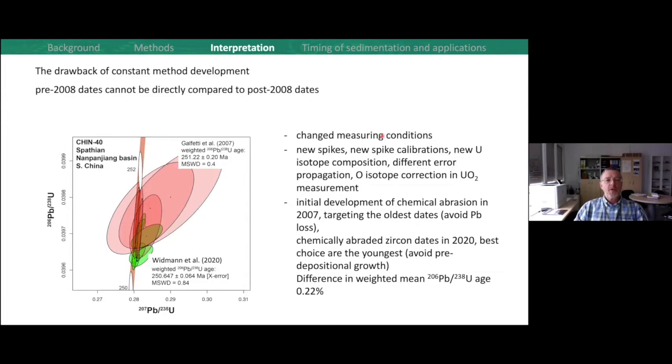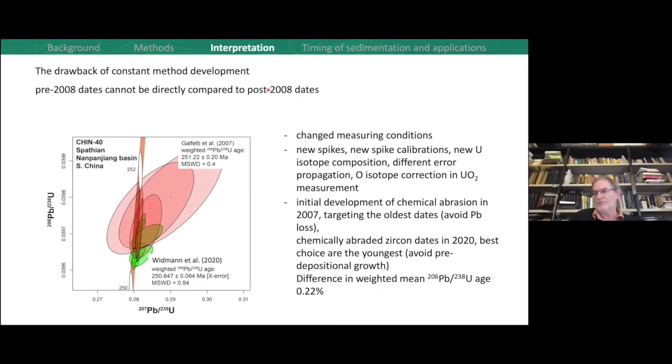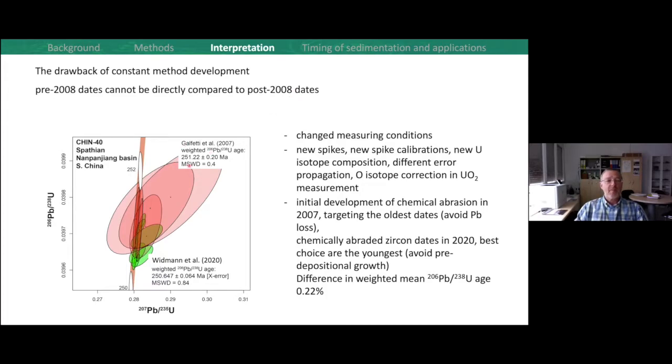So we have constantly modified our techniques, and this has one big drawback. I think this is the difference for you non-geochronologists to understand. The dates which were produced pre-2008 cannot really be directly compared anymore to dates which were produced afterwards. A good example is one of these ash beds in China. In 2007, the analysis gave this age, 251.2. In 2020, the same ash bed, of course other zircons, but same petri dish, same sample, gave this age here.